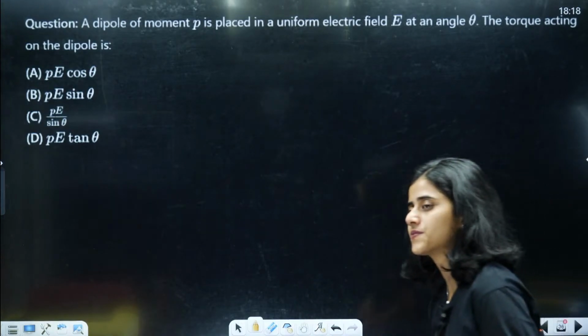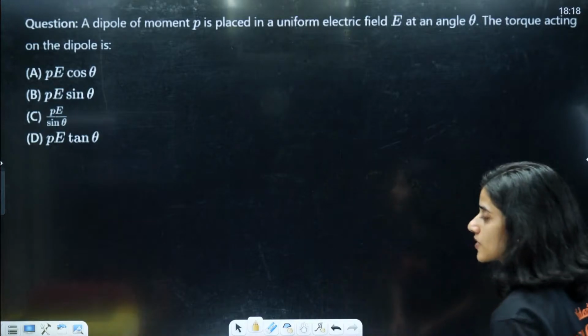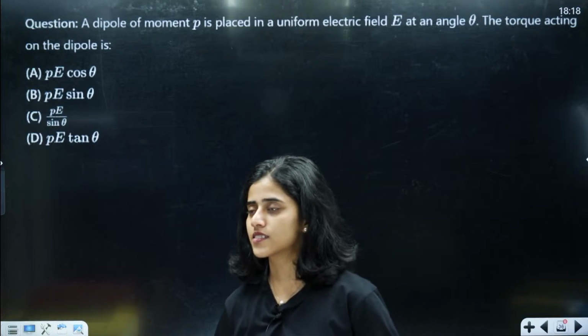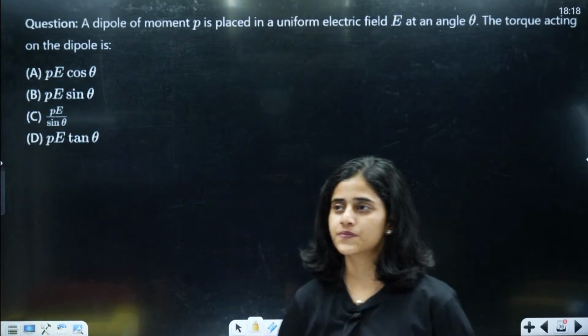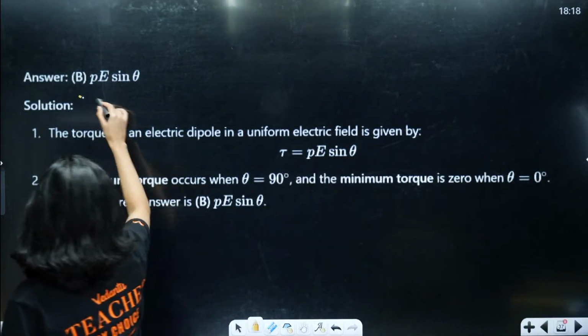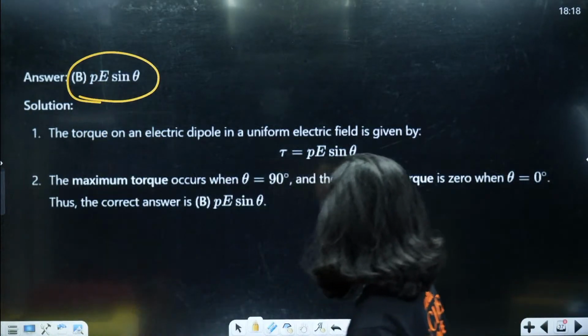B, B, B. Prajwal says it's A. Others, Chandan says it's B. Yes, the answer is B. It is PE sine theta.